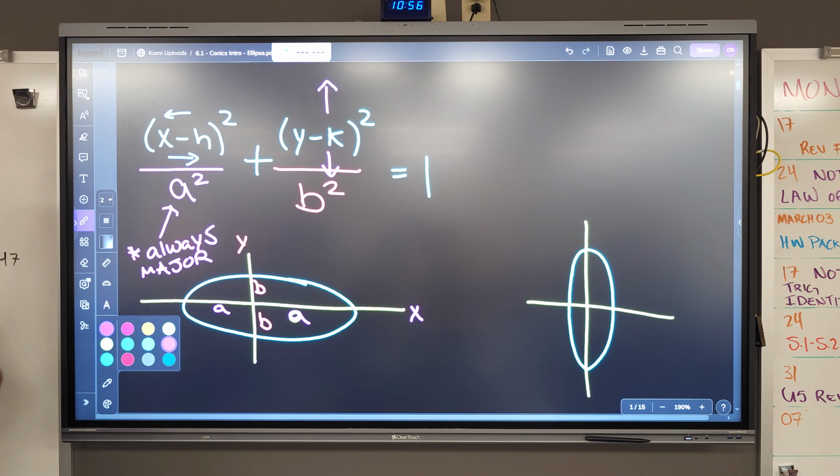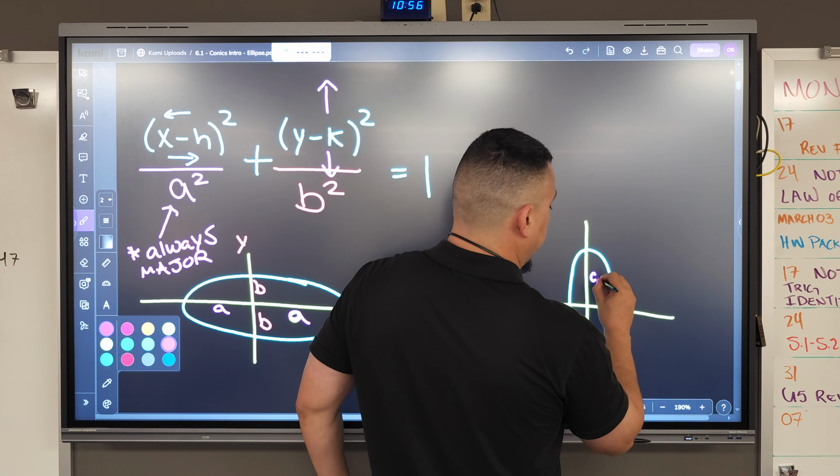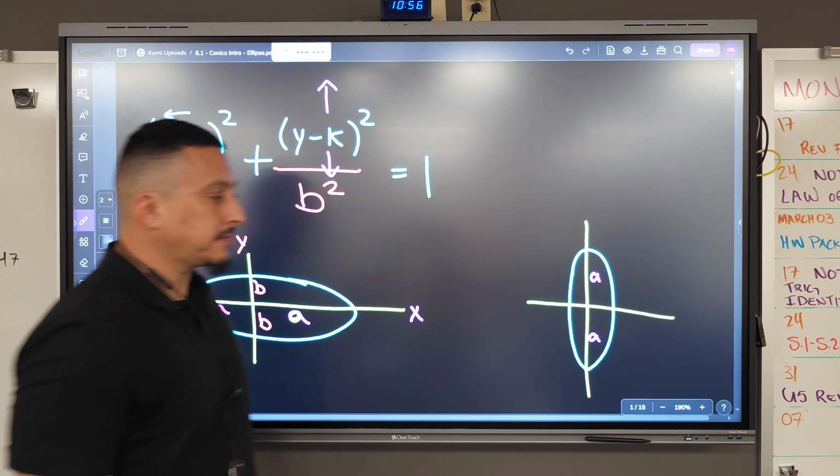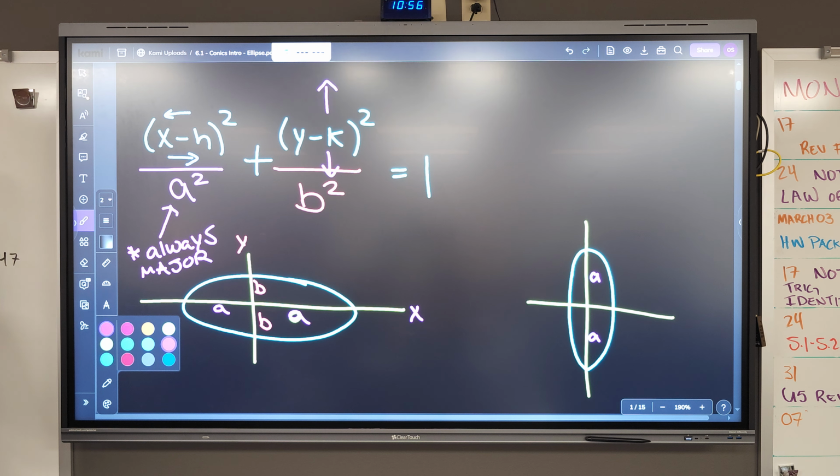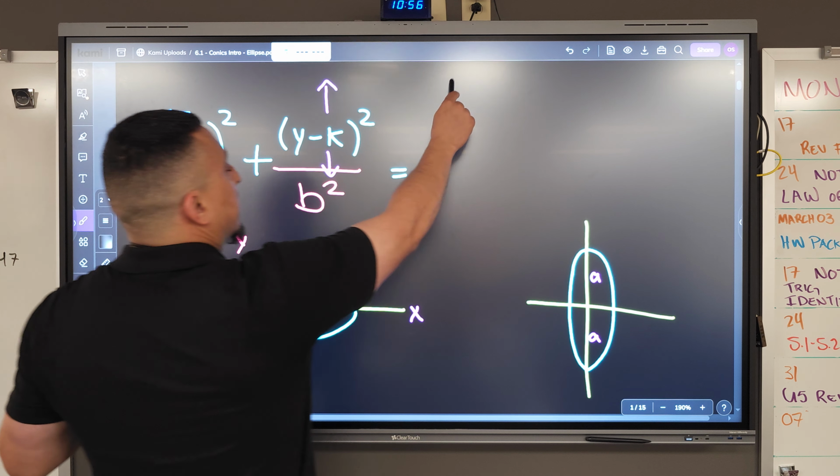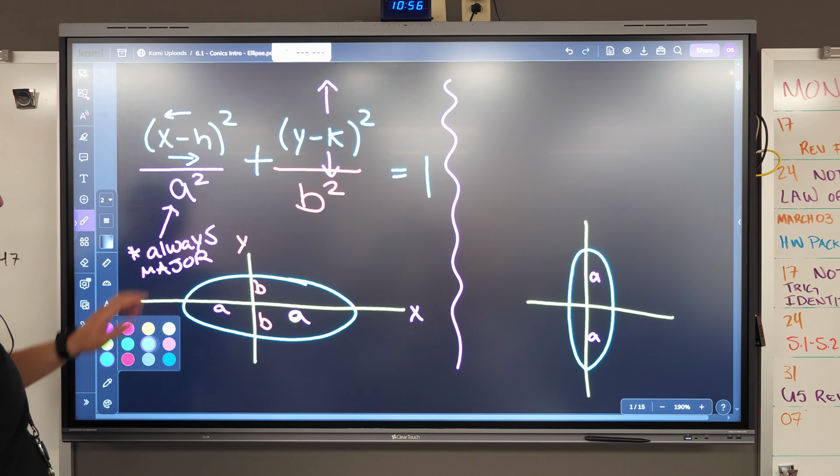Okay, so it's always the long one. A is always the long side. So in this case, A is the Y. It's not B this time because A is the long side. So the formula will slightly change, okay?